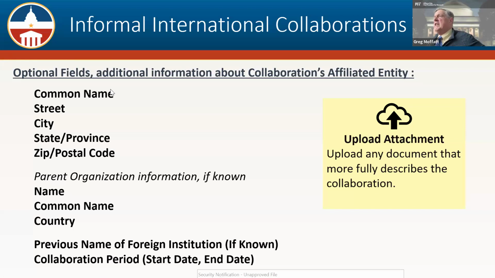First of all, is it an entity that maybe has a formal or legal name, but it's also more commonly known by some other name? We ask for address information if they have that available. If it has a parent organization, if our researcher knows that, what the country of that parent organization is. And in some instances, maybe there's a prior name. And again, we ask for the collaboration period. What was the start date? What's the anticipated end date, et cetera. And if they wish to, they can upload attachments.